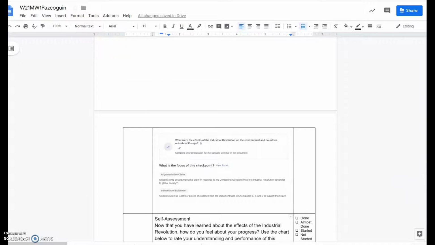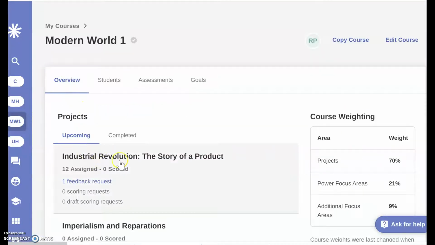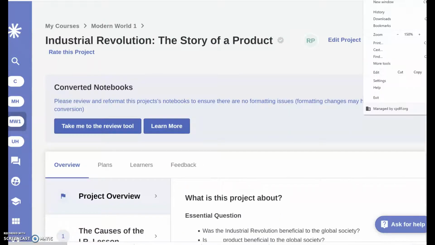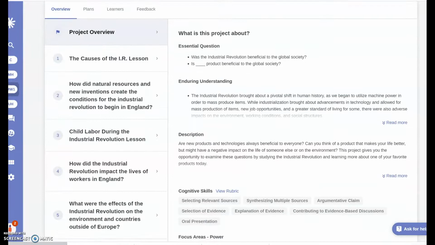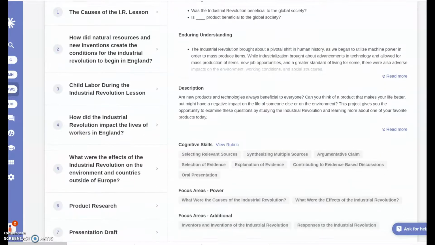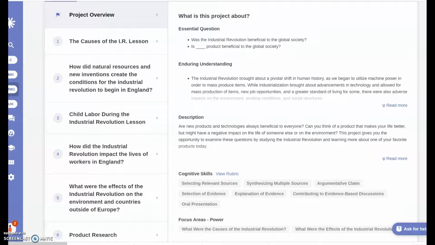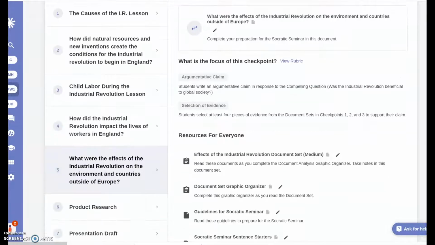So going back to the Summit checkpoint, let's see where we're at currently. We're on Industrial Revolution, the story of a product. Shrink this size down a little bit. So we've already done checkpoints 1, 2, 3, 4. Now we are on 5. Notice the checkpoint is actually called "What were the effects of the Industrial Revolution on the environment and countries outside of Europe?" So that's why I focused on the effects of the revolution in my lesson to help you with this. This follows the same format as always.